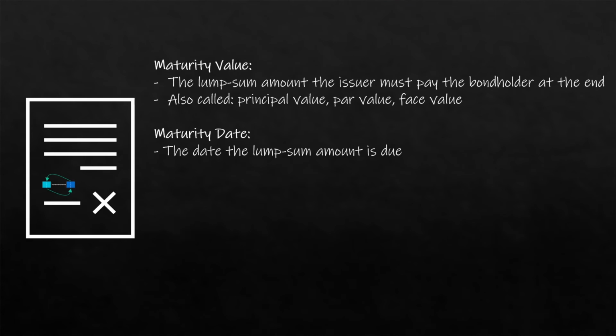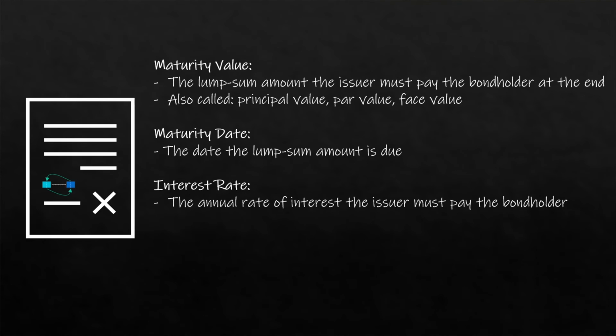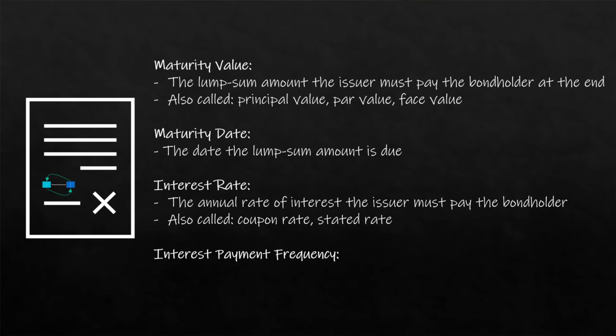Next, we can talk about the interest rate, and that is the annual rate of interest the issuer must pay the bondholder. Remember that this rate will always be expressed annually. It's also called the coupon rate or the stated rate of interest. And finally, we have the interest payment frequency. So in our course and most introductory accounting courses, it's usually a semi-annual period or once every 6 months.